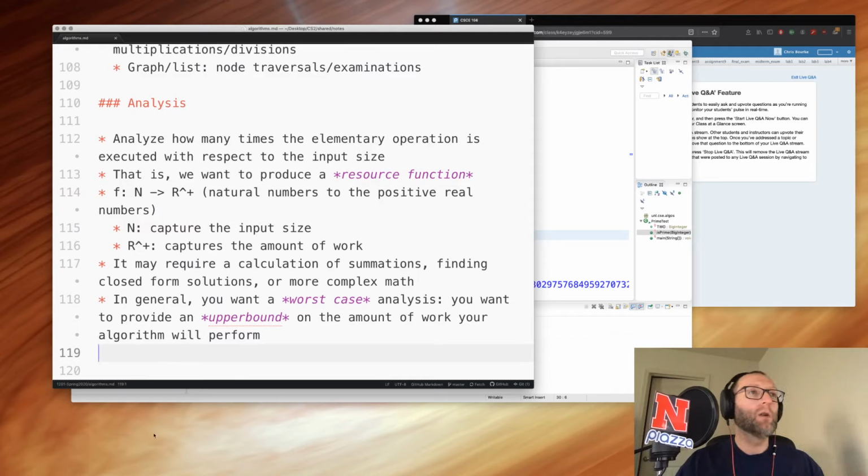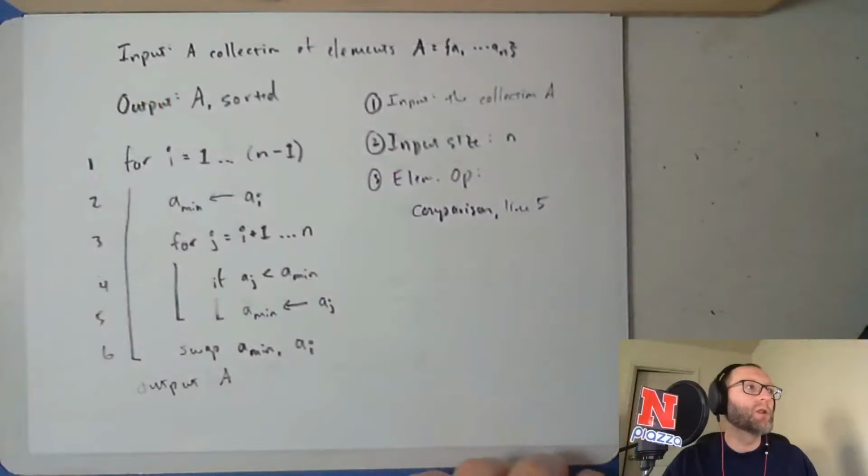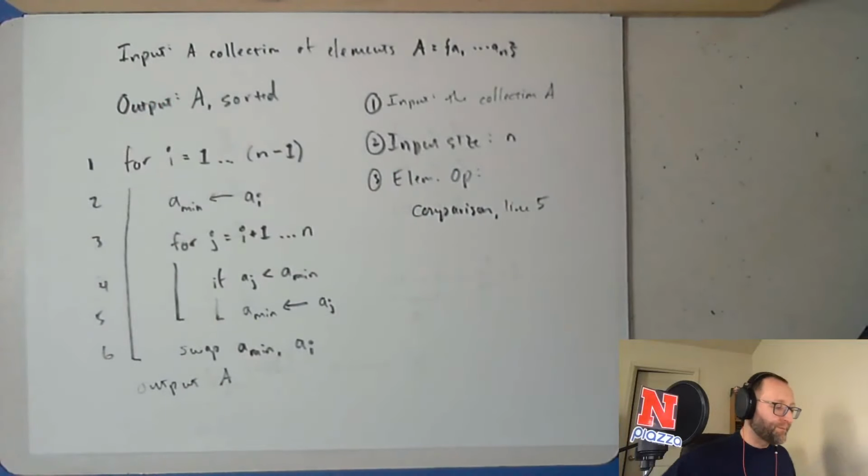So what I want to do now is, for the remainder of our time, let's go ahead and analyze selection sort, and then we'll also do a couple more examples. So let me go ahead and transition back over here to the overhead.